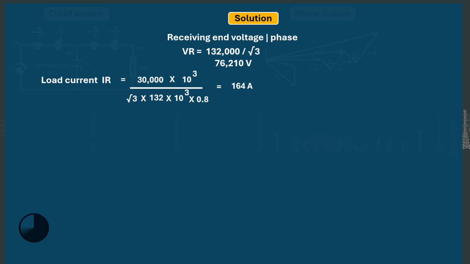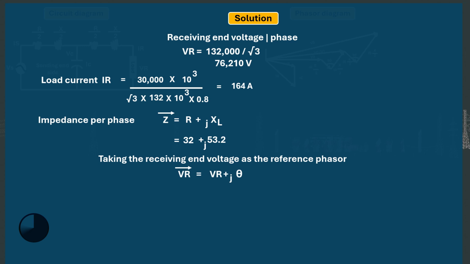So the impedance per phase is Z bar equal to resistance R plus jXL, which is equal to 32 plus j53.2. Now when we look at our reference phasor, which is the receiving end voltage VR bar, because the angle is at 0 degrees here, VR bar will equal 76,210 at an angle of 0 degrees.